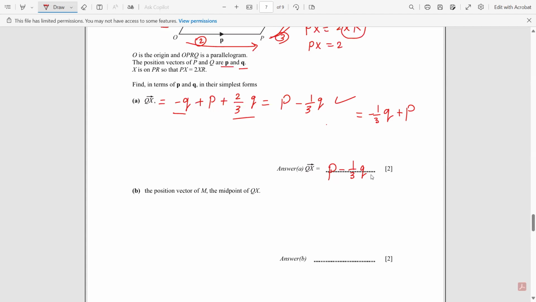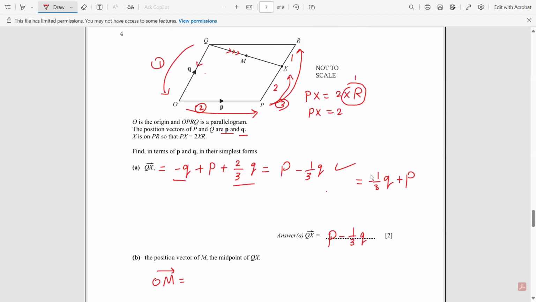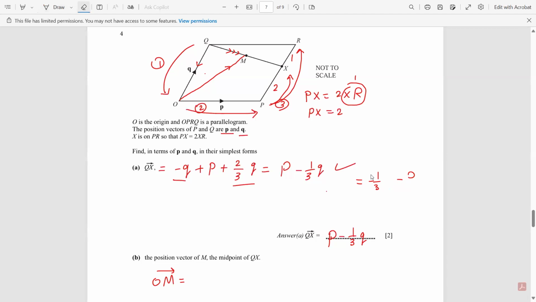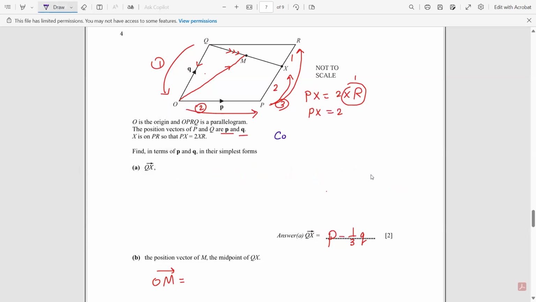M is the midpoint of QX. The position vector of M is simply the OM vector. So OM vector, how can you find it in terms of p and q? Go to this vector OM now, as you see here. I can delete this part. Consider now the triangle. You can write this in the solution.